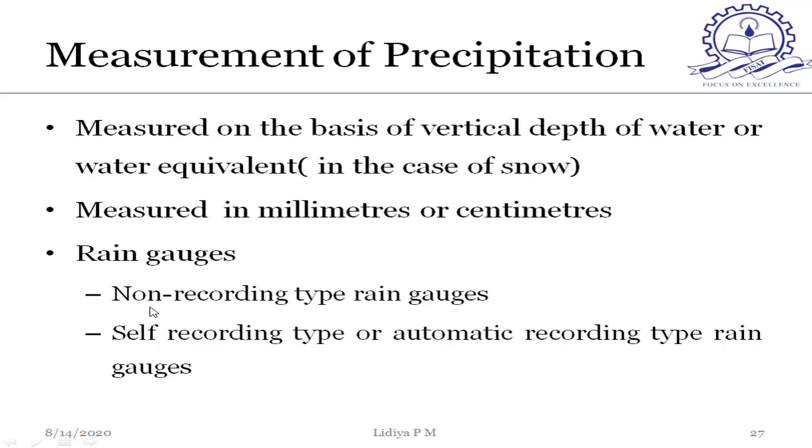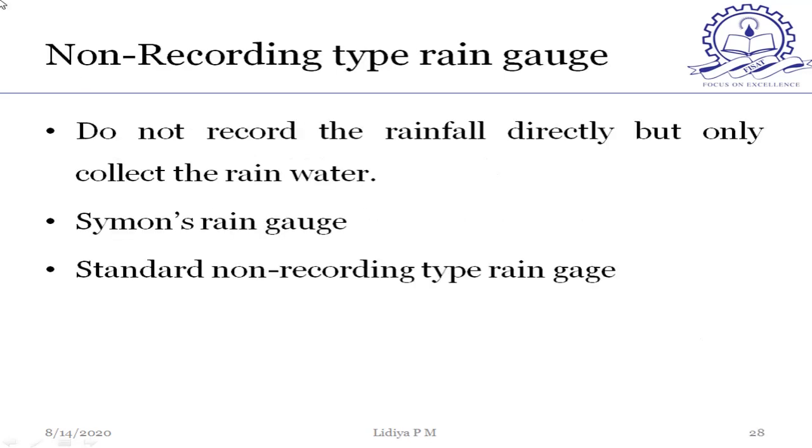The first one is the non-recording type rain gauge. Another one is the self-recording type, or automatic recording type, rain gauge. Coming to the non-recording type rain gauge, from the word itself, it is clear that they do not record the rainfall directly but only collect the rainwater. There are two types of non-recording rain gauge. First one is Simon's rain gauge. Another one is the standard non-recording type rain gauge.